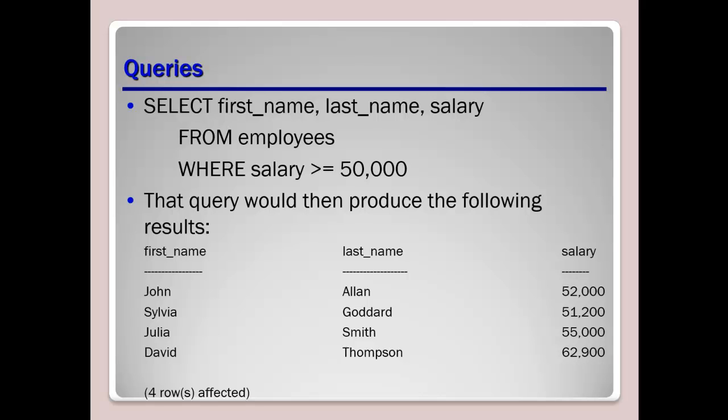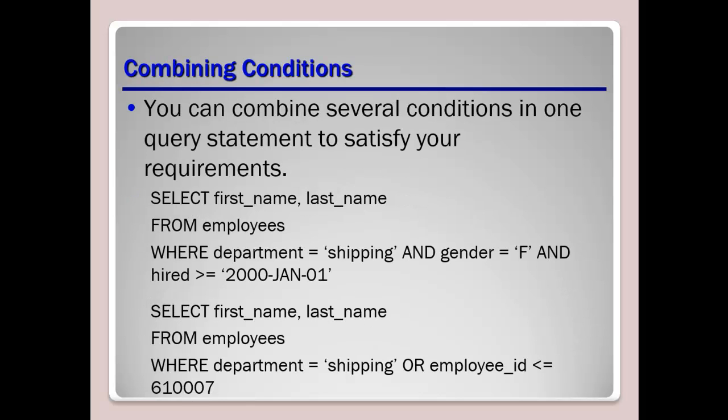Well, what if we wanted to do a select statement where we had different types of conditions that we wanted met for our results? Well, in that case, we would do combining conditions. Now you can combine several conditions in one query statement to satisfy your requirements. You can see here that we have the statements here. Select first name and last name as the column names from the table employees, where the department equals shipping and gender equals female, or F for female, and that they were hired after or on January 1st of 2000.